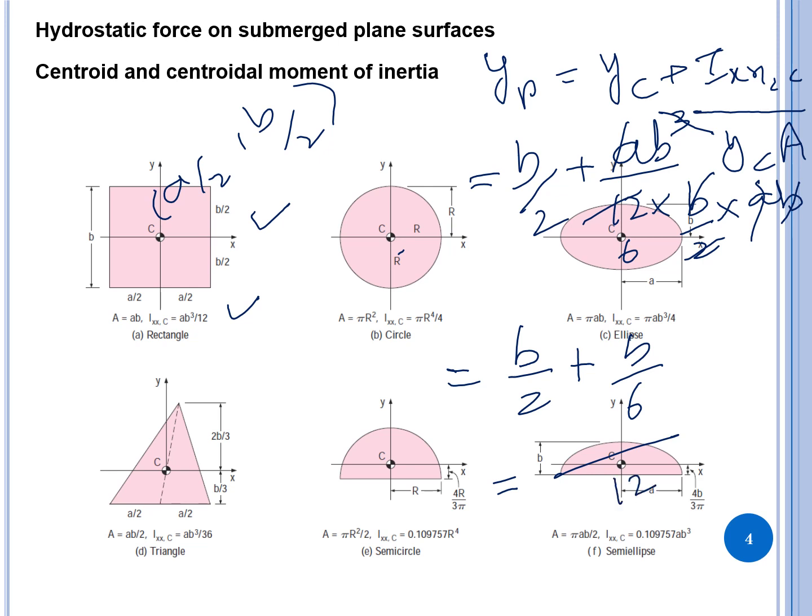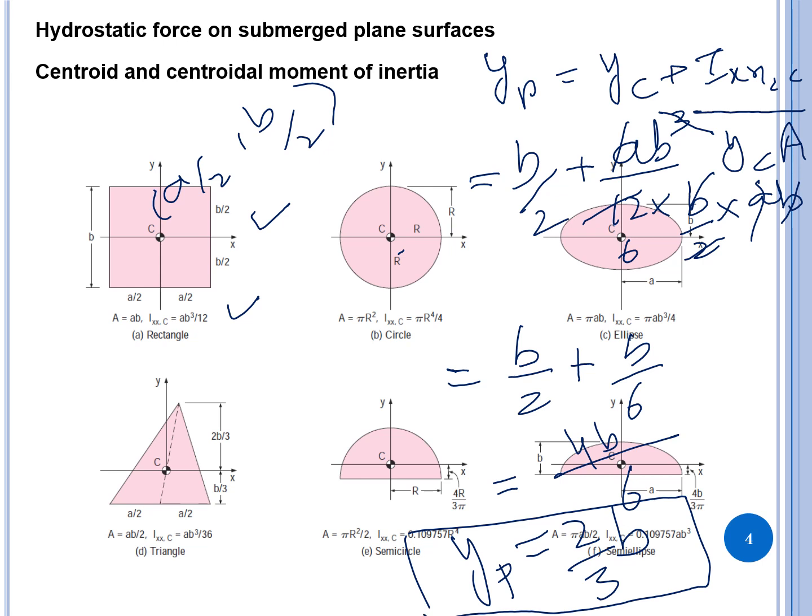So the answer is going to be, sorry, it is going to be 6 for B, which is going to give us 2 by 3 B. So Yp for a rectangle is going to be 2 over 3 times B, and the second moment of inertia is going to be Ixx,c AB cube over 12, and the area is A times B, and the coordinates of the centroid are going to be A over 2 comma B over 2.